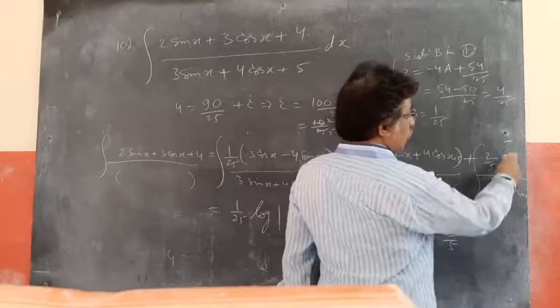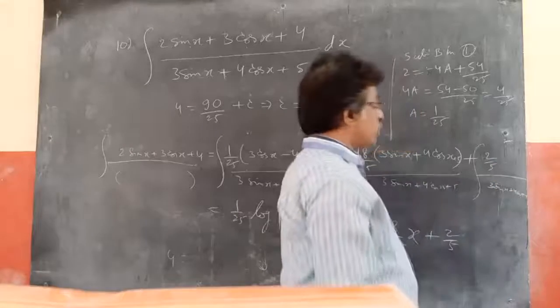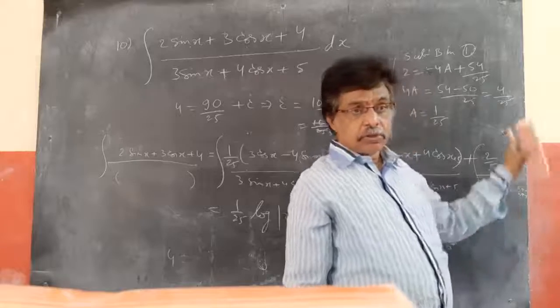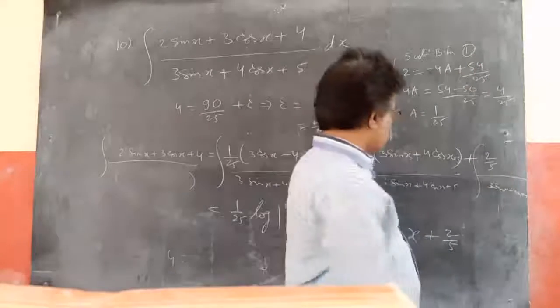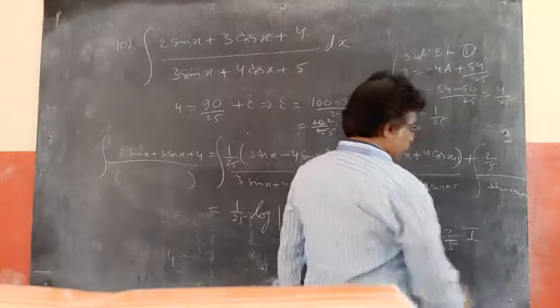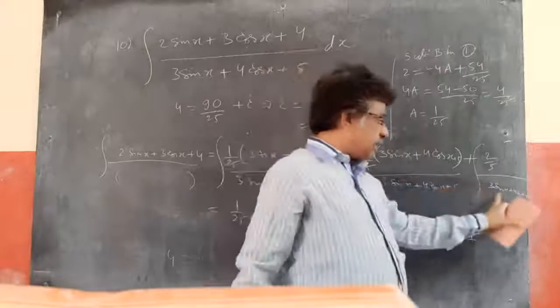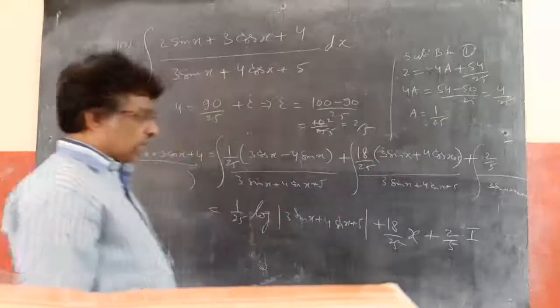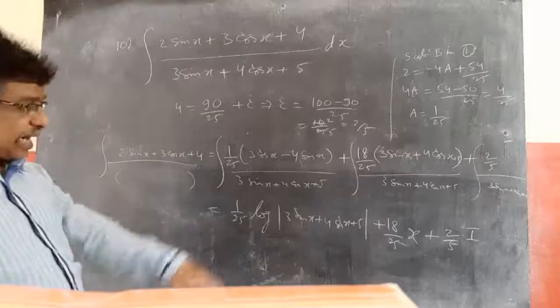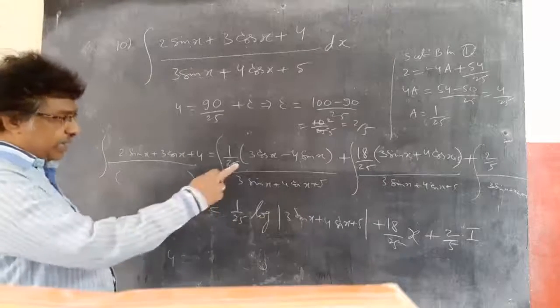If you observe, 1 by sin x plus cos x form. So 1 by sin and cos means we should go for the fourth method now. So I am taking this as I. This I will find separately. I is 1 by 3 sin x plus 4 cos x plus 5. That I will find separately, then I will add in the last. Now we need to find the I value.